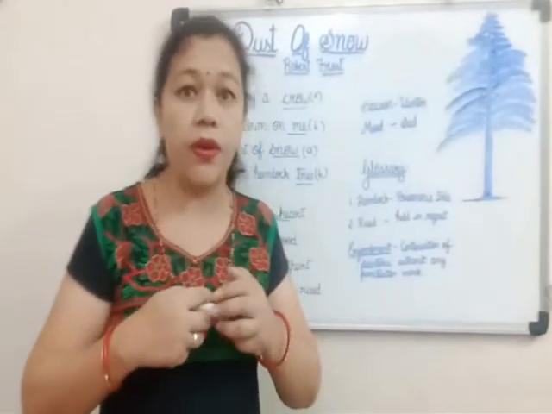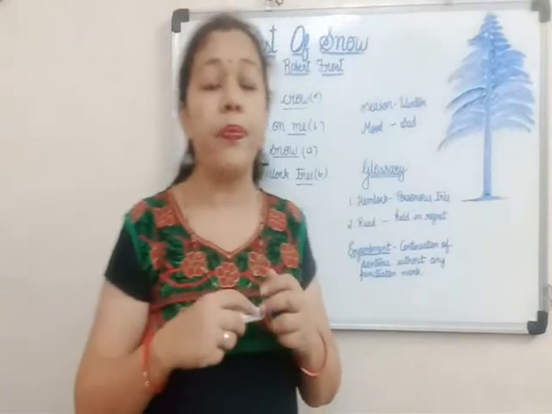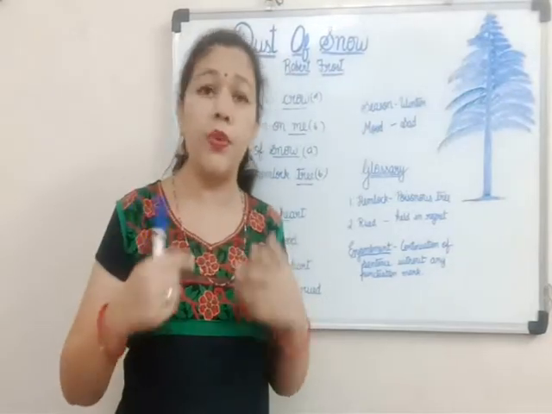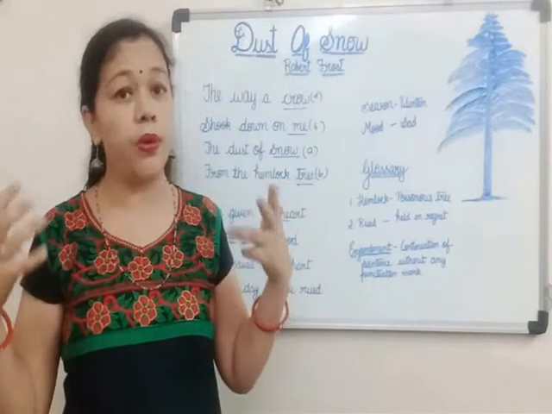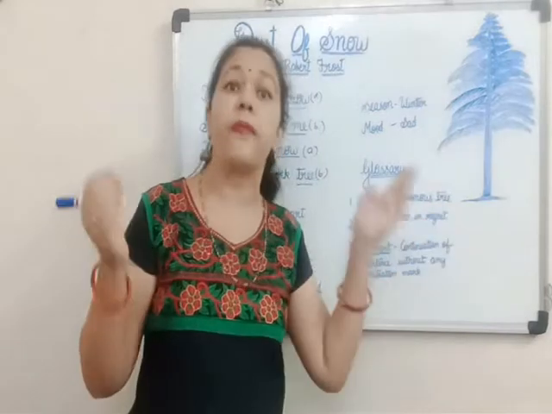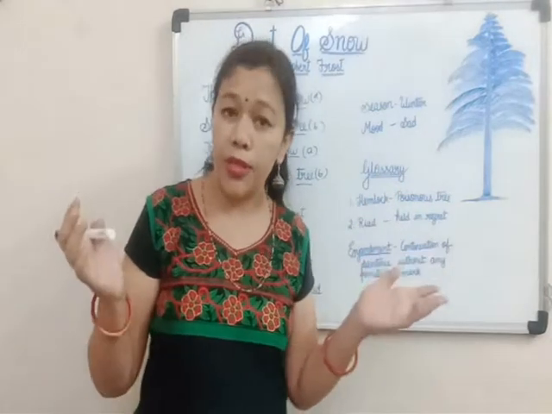Now let's have a quick summary of the poem. It is the season of winter. The poet's mood is very spoiled. The poet's mood is very sad. He is sitting under a hemlock tree. The hemlock tree is a poisonous tree.